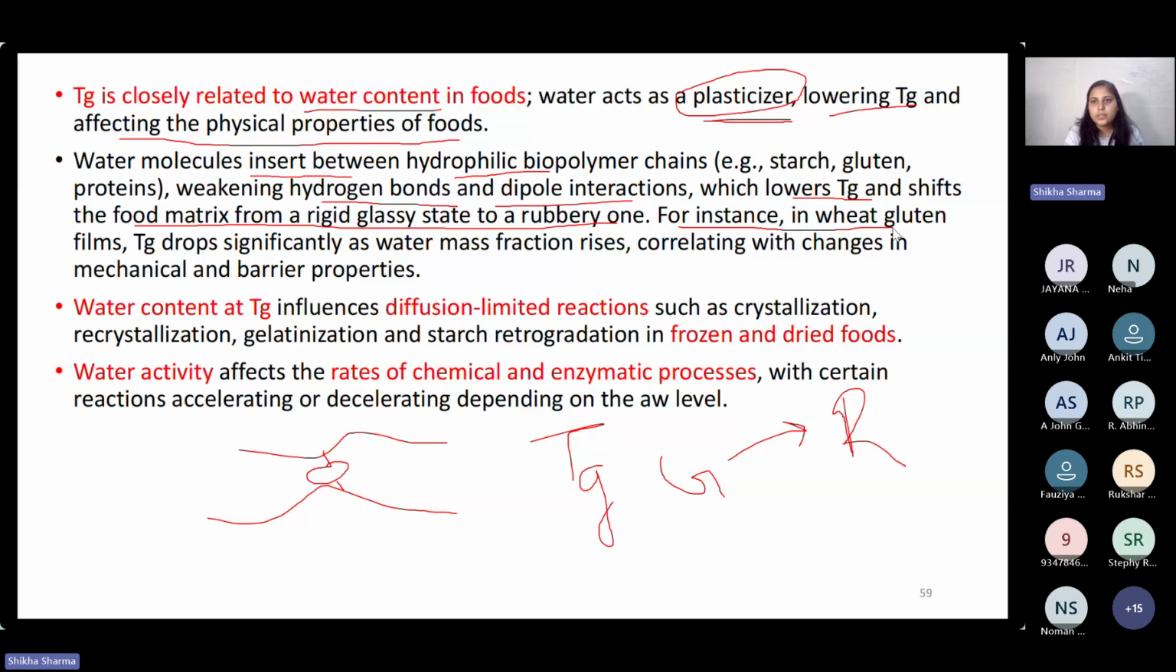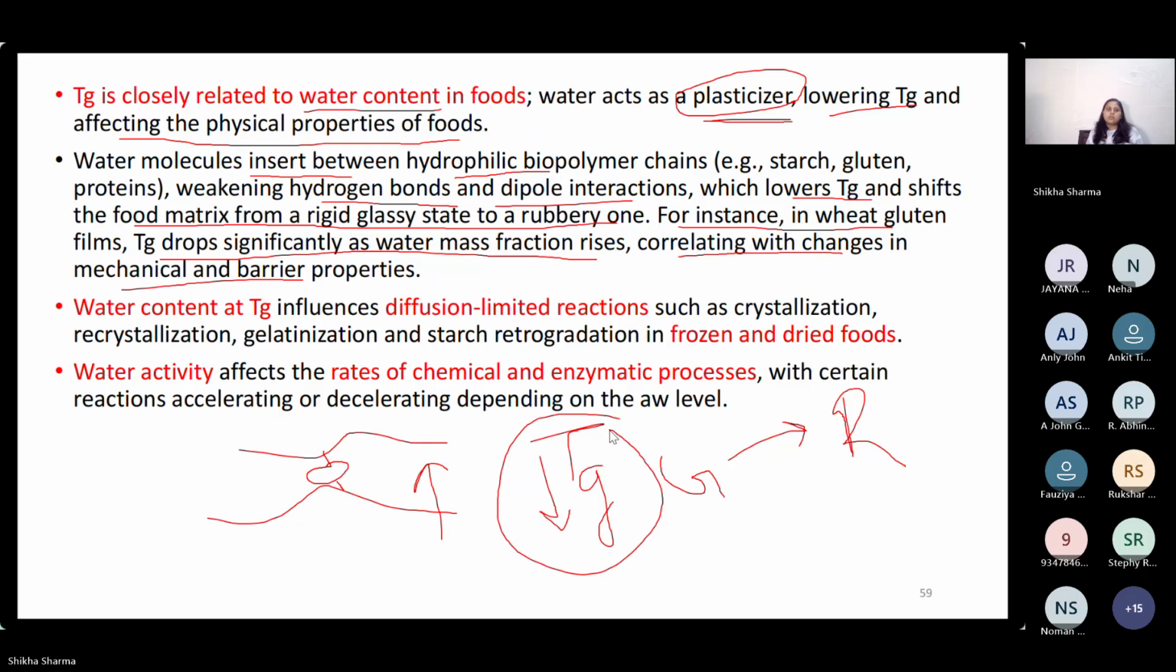For instance, in wheat gluten films, Tg drops significantly as water mass fraction increases. So if water increases, Tg will decrease, and it can correlate with the mechanical and barrier properties. So if Tg is less, it means the substance will go into a more rubbery state, because water is acting as a plasticizer here.